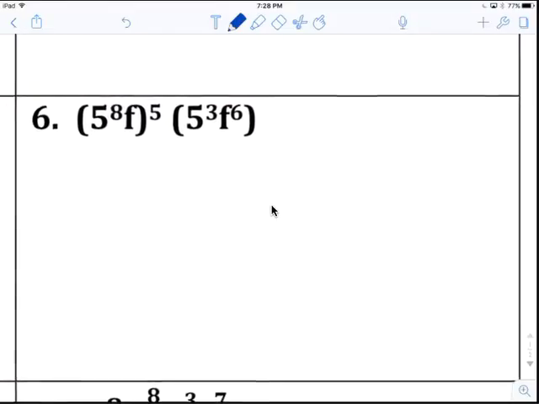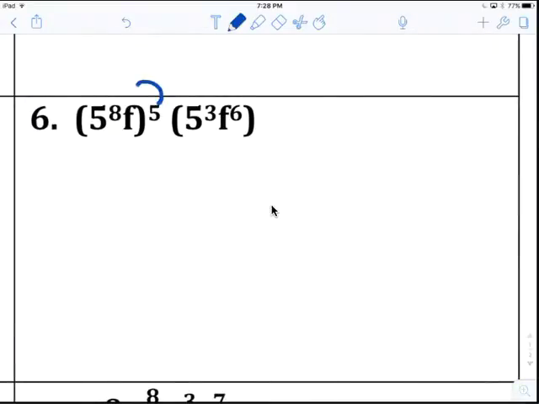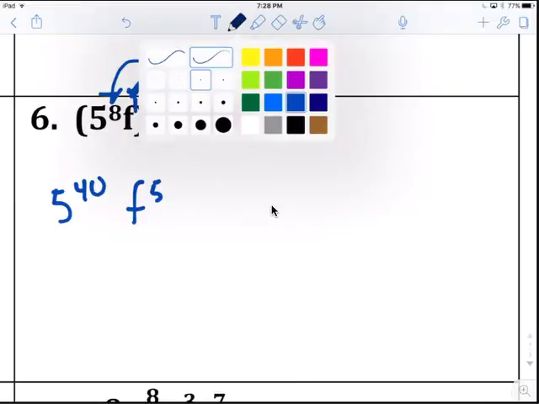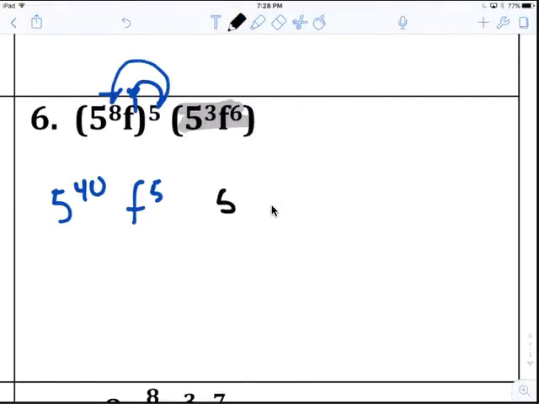Again, same type of problem, distribute first. It's a 1 here, so f to the 5th and 5 to the 40. And then what's left is here, 5 to the 3rd, f to the 6th. So 5, that's too big to multiply, so you'll get a ginormous number.